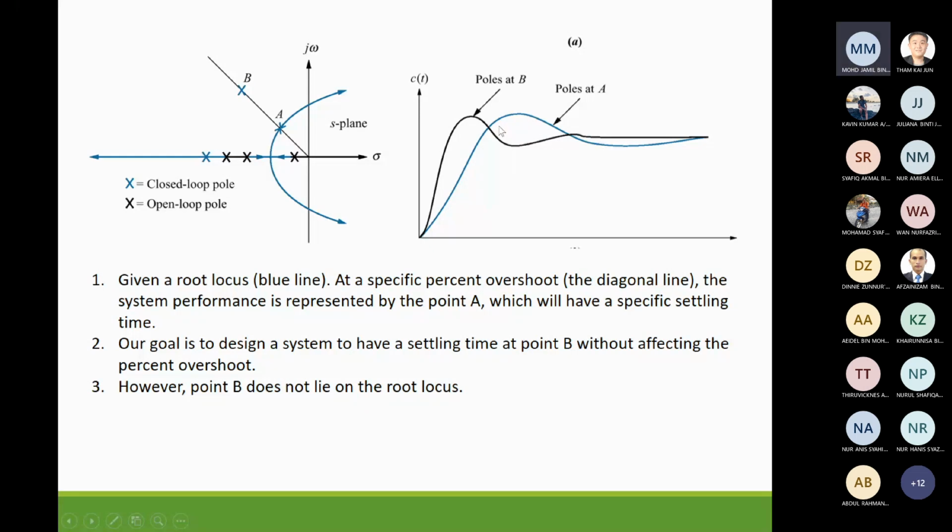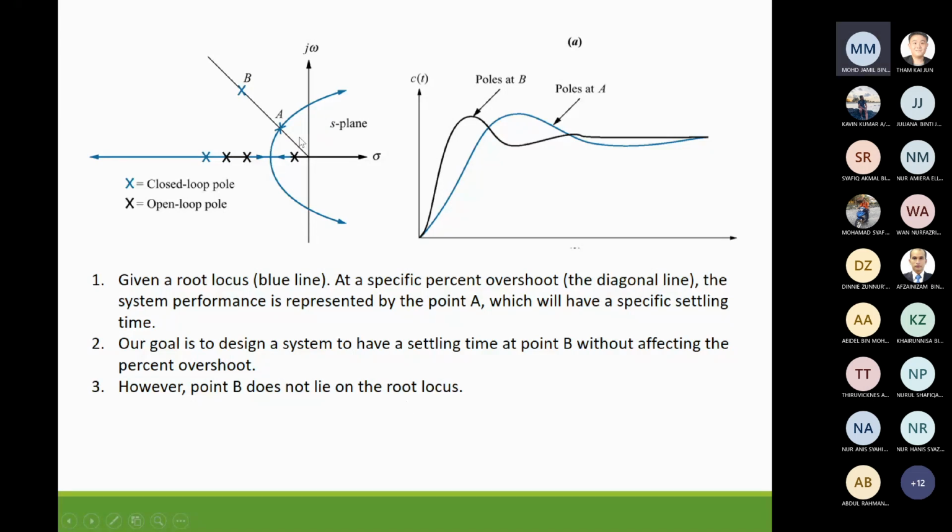Okay, so let's say you want the system to behave similar to point B, which is the black curve. You cannot obtain this using this root locus, because this root locus in blue color will never cross point B here, because point B is outside of the root locus. So if you adjust the gain K value, whatever you do, it will never cross point B, because point B is not on the root locus.